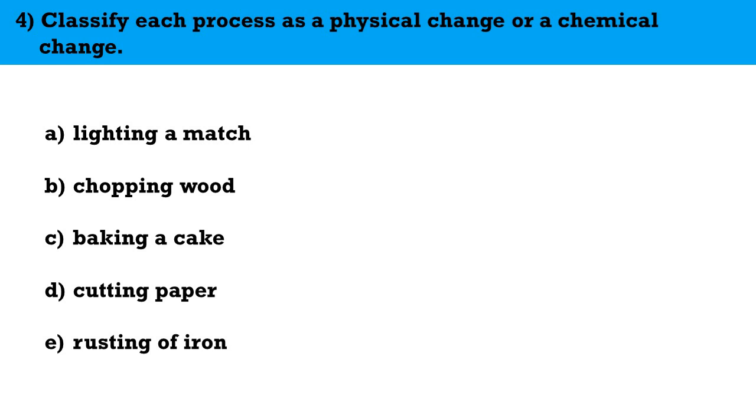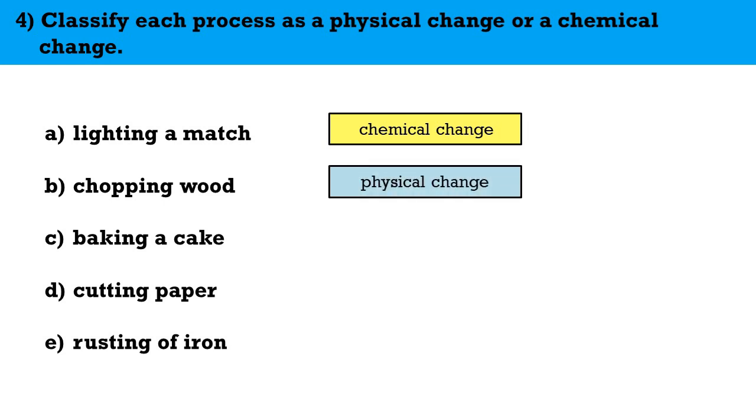Letter A, lighting a match. It is a chemical change because the match is not the same before and after lighting it. Letter B, chopping wood. It is a physical change. The composition of the wood is the same even if you chop it. The only thing that is changed is its size.